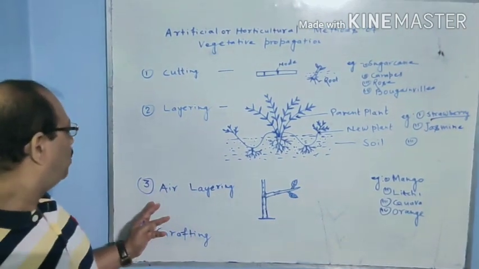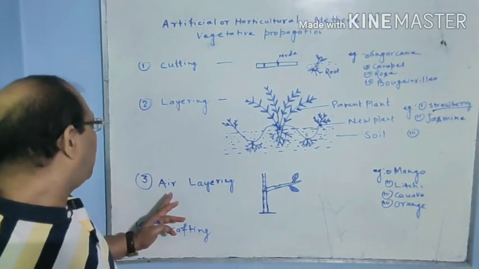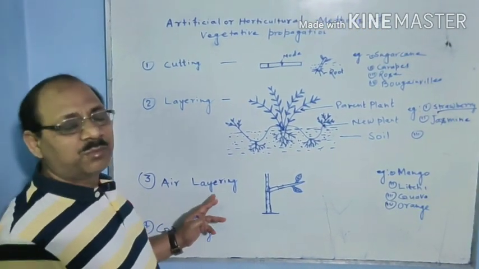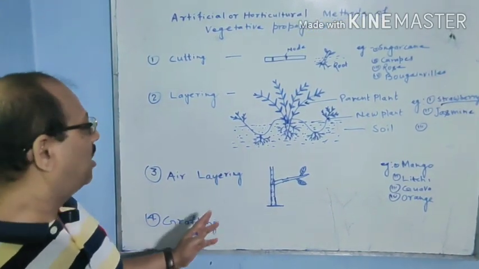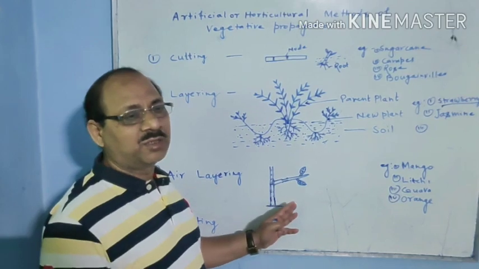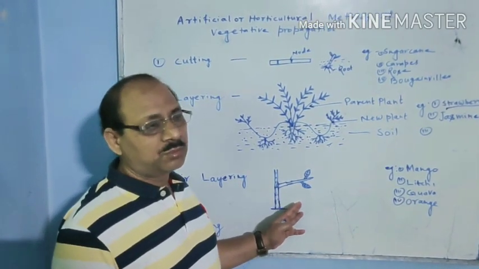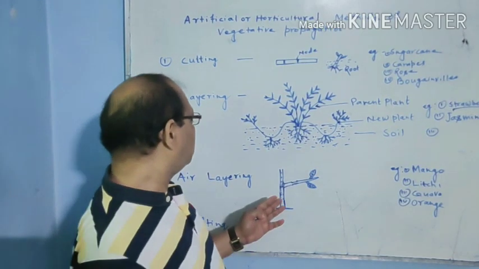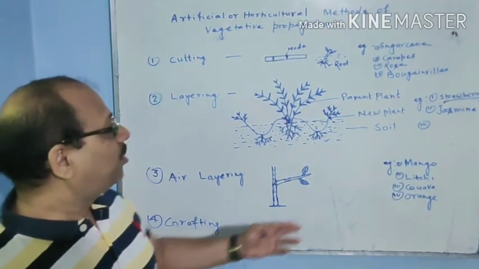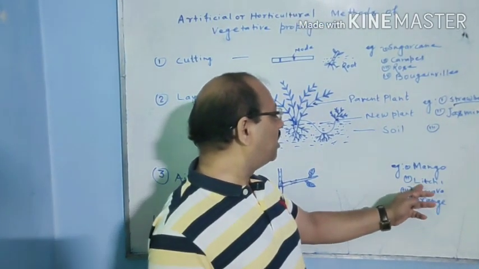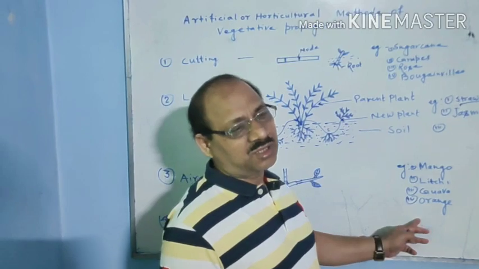Now I am going to discuss the air layering method. It is also a type of layering method, and it is usually used in big plants, that is, in trees like mango, lychee, guava, orange, etc.